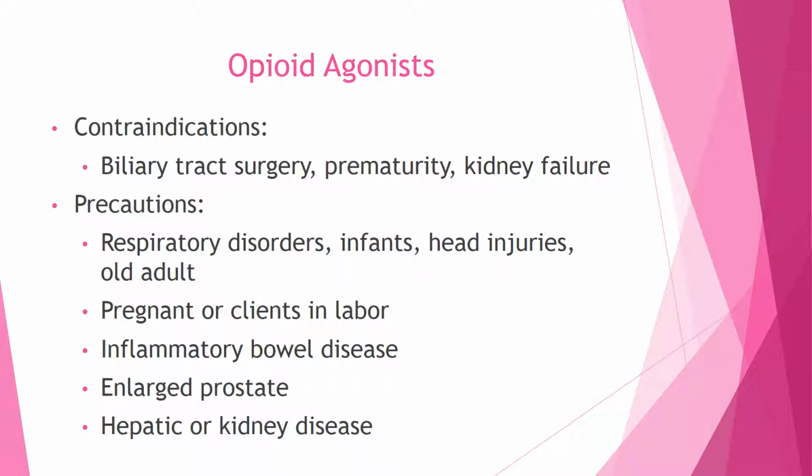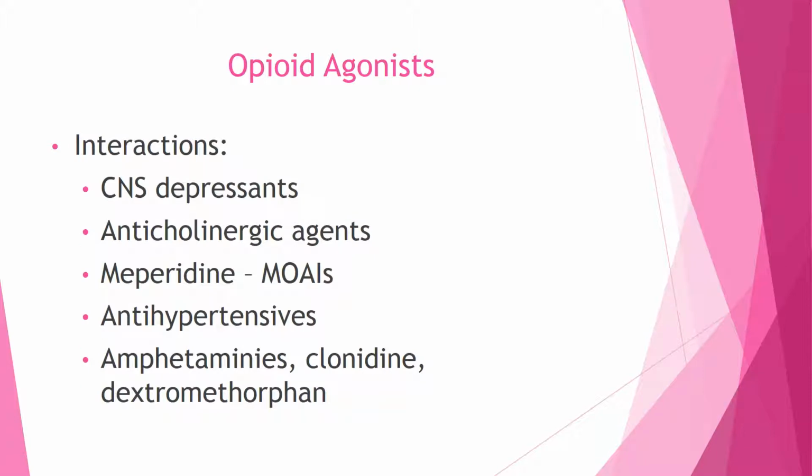Contraindications are your biliary tract surgeries, prematurity, kidney failure. Precautions: respiratory disorders, infants, head injuries, older adults, pregnant or clients in labor, inflammatory bowel disease, enlarged prostate, hepatic or kidney disease. Interactions are going to be your CNS depressants, your anticholinergic agents, meperidine with MAOIs, antihistamines or antihypertensives, amphetamines, clonidine, and morphine. Sorry.